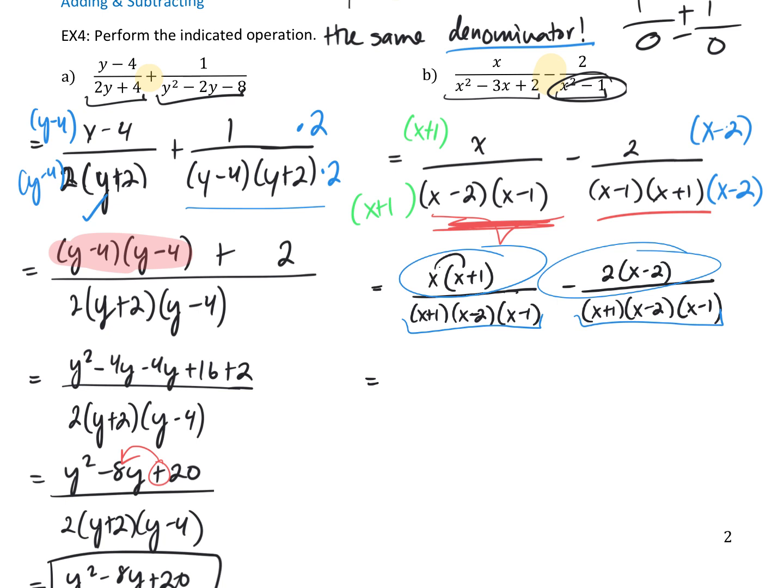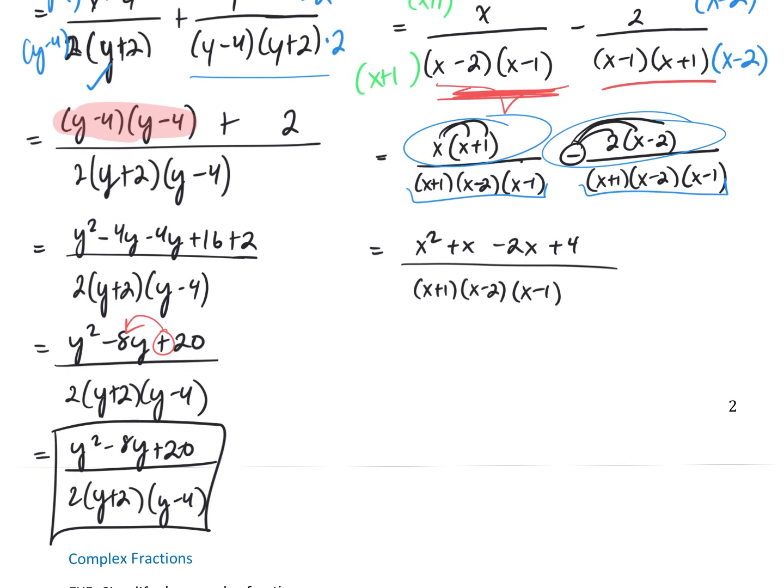Before I do that, though, I'm going to go ahead and multiply that out. That's x squared plus x, and then we're doing minus and distributing that as well. So it's going to be negative 2x plus 4, all divided by x plus 1 times x minus 2 times x minus 1. Okay, let's simplify that numerator. We have these two like terms. It's going to be x squared minus x plus 4 divided by x plus 1 times x minus 2 times x minus 1.